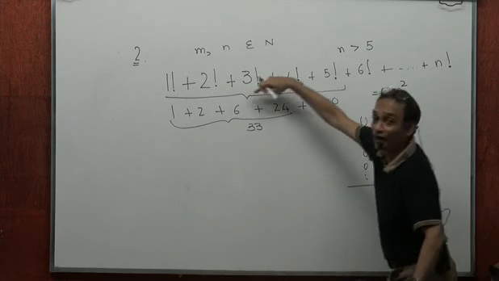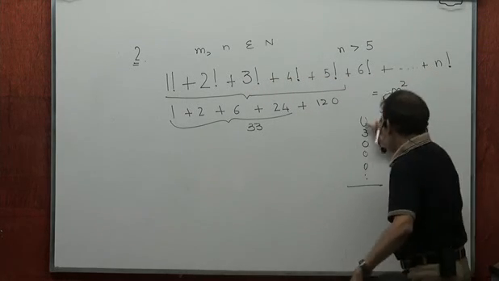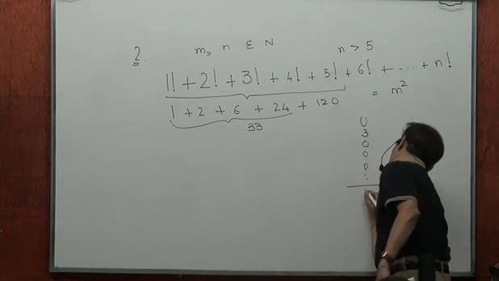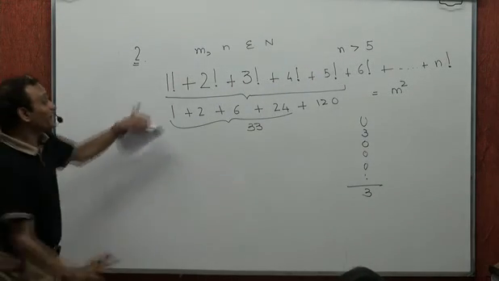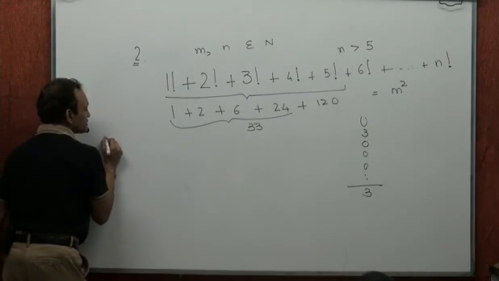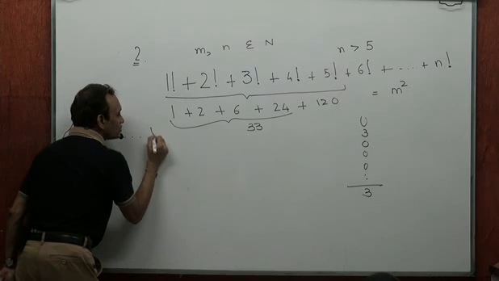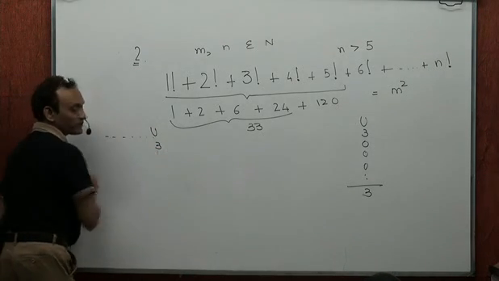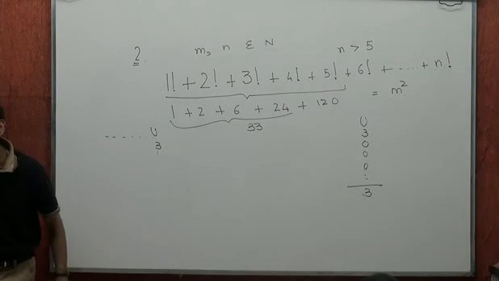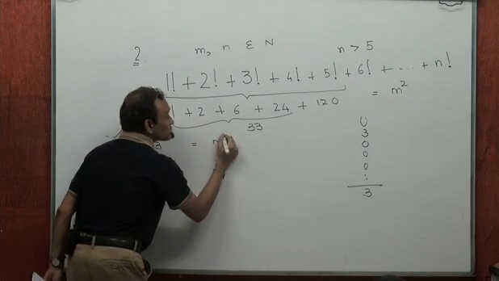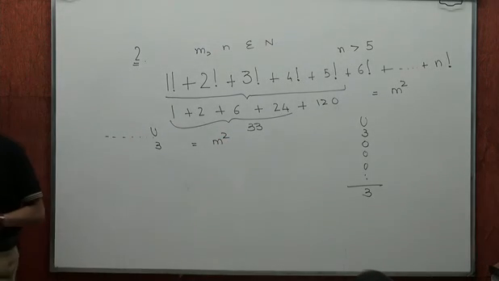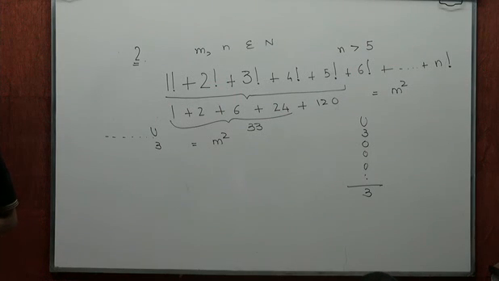So then when I add all these numbers, what will be the units place? 3. That's certain. Right? That means the left hand side is a certain number with the units place being 3. And the right hand side is the square of a natural number. Right? Are you there with me?